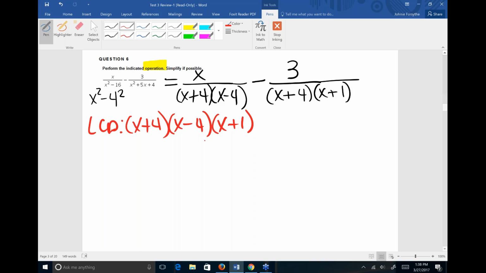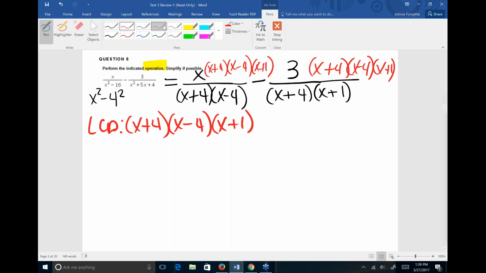So what you want to do is multiply both expressions by that LCD, and what will happen is that you will cancel out the denominators and then you can simplify from there. So basically I'm multiplying all of this by that LCD, and then this one by my LCD.